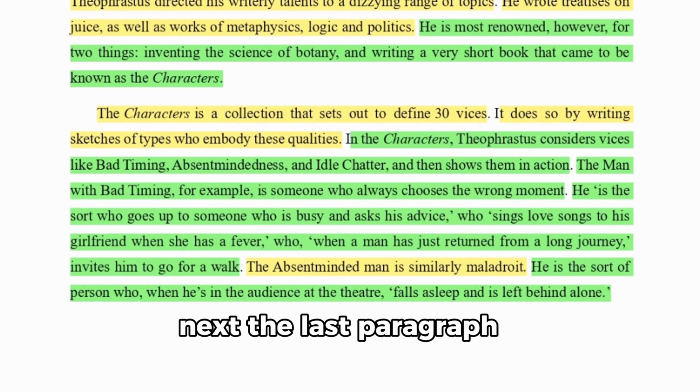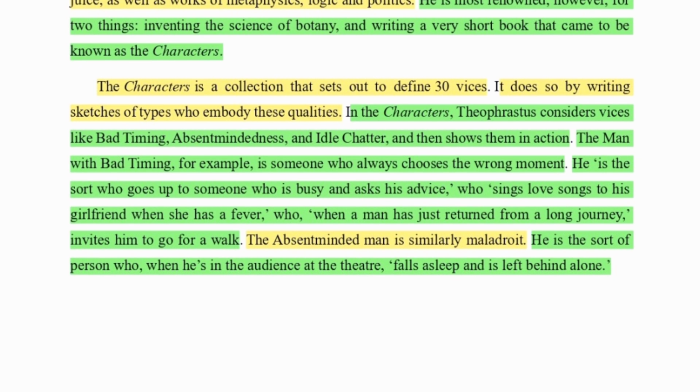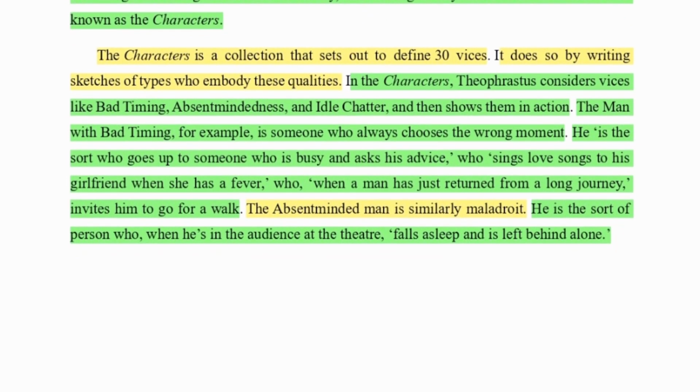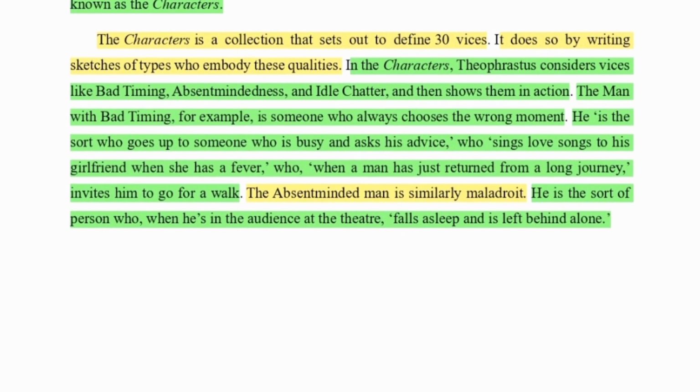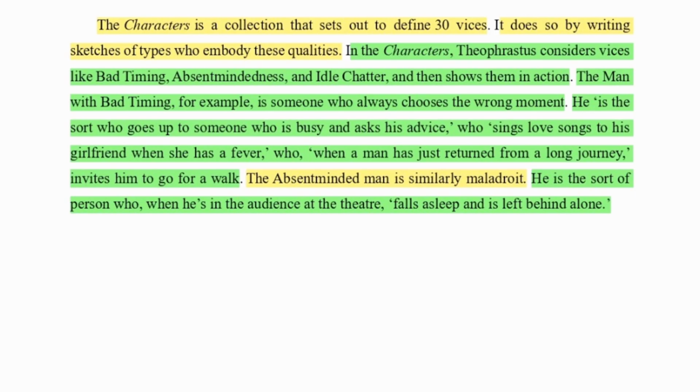Next, the last paragraph. The Characters is a collection that sets out to define 30 theses. It does so by writing sketches of types who embody these qualities. They are single sentences. In the Characters, Theophrastus considers theses like bad timing, absent-mindedness, and idle chatter, and then shows them in action. The man with bad timing, for example, is someone who always chooses the wrong moment.